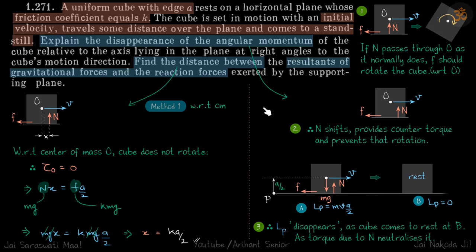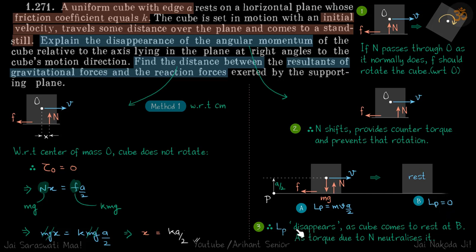Now let's take this point P, an axis lying inside the plane. About that, the initial angular momentum is mv times a/2, because the center of mass is traveling with speed v at a distance a/2, and it's not rotating about the center of mass. So the angular momentum of this whole body about point P right now is mv a/2. And finally it comes to rest. So Lp is equal to 0.